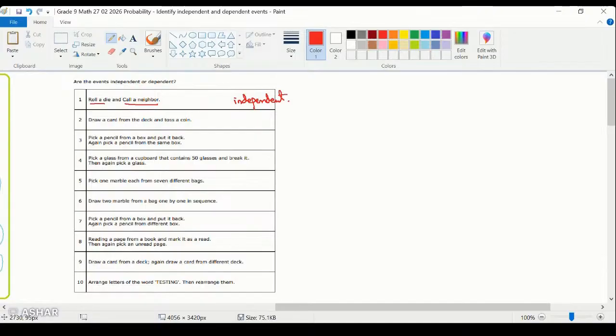we still have to call the neighbor. But if the question was roll a die and if the score is even, then you call a neighbor. So that means we are giving a condition. Whenever there is a condition, they are dependent events, right?